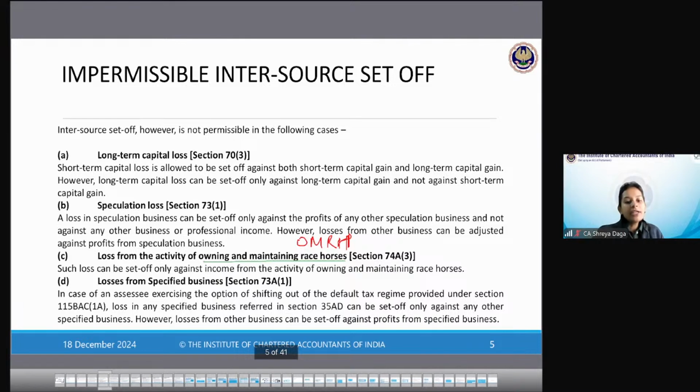Loss from specified business. Specified business means business referred under section 35AD. Now, this is applicable only in case of the old regime.